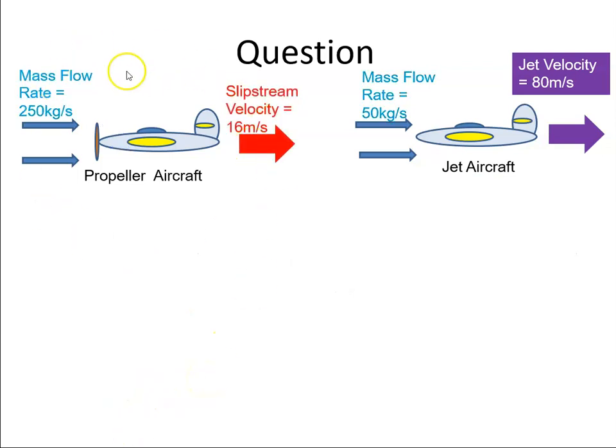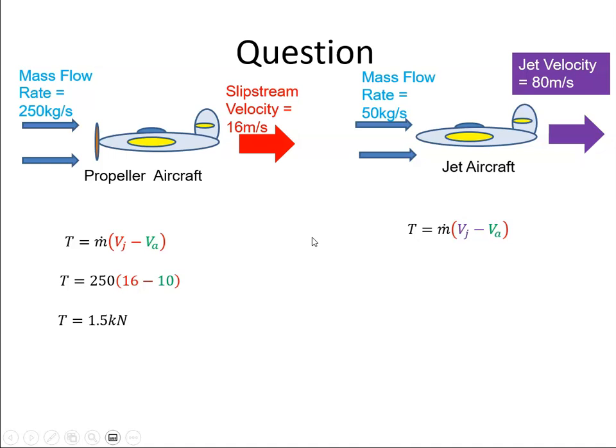Okay, so if we take the propeller aircraft first, the thrust is the mass flow times Vj minus Va. So the mass flow is 250 kilograms per second. The velocity of the jet is 16 meters per second. The velocity of the aircraft is 10 meters per second. So that gives me a thrust of 1.5 kilonewtons.